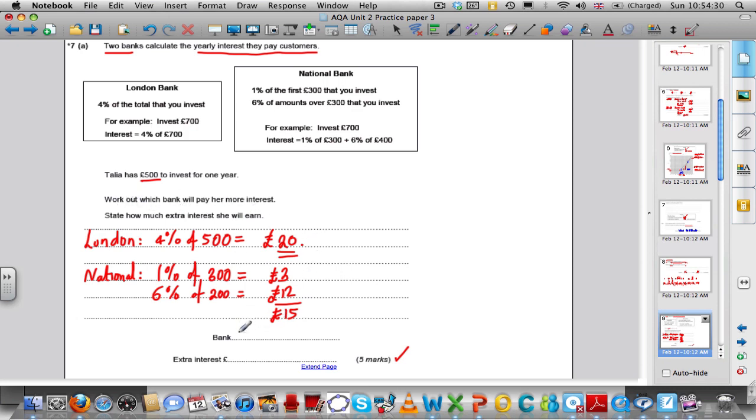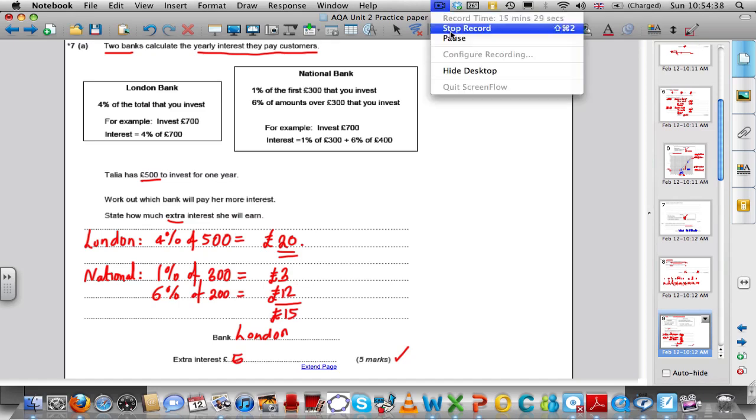Work out which bank will pay her more interest. Well, London does. And how much extra interest will she earn? She will earn an extra £5 interest.